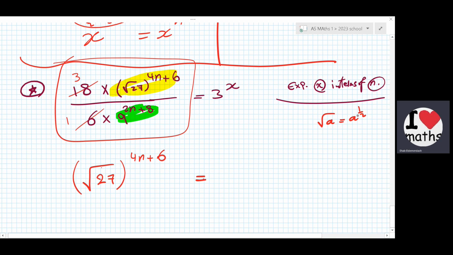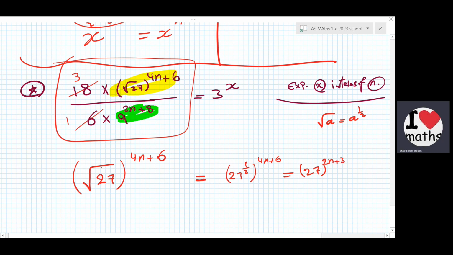So the square root of a is a to the power of half. What should I do in this part with 27? The whole question is talking about powers, so I will write it as 27 to the power of half, all to the power of 4n plus 6. If you have an inner power and an outer power, what should you do? I have to multiply the inner power and the outer power. So it will be 27 to the power of half times the bracket. Half into the bracket. What will it be? Great.